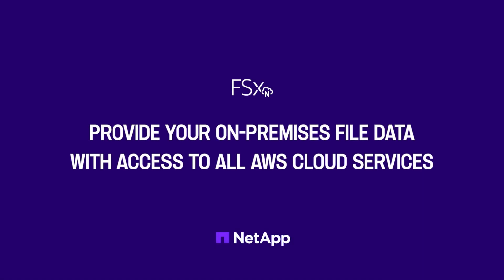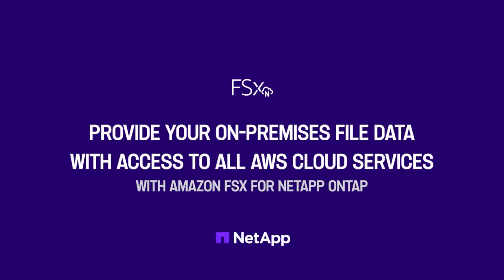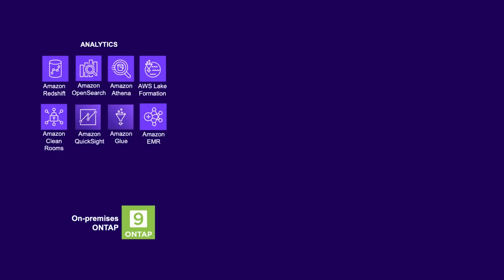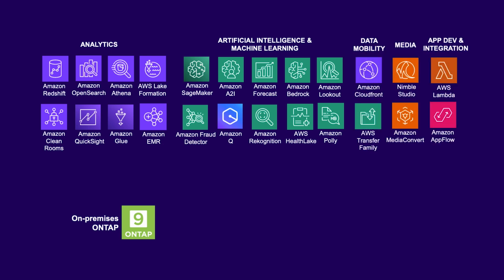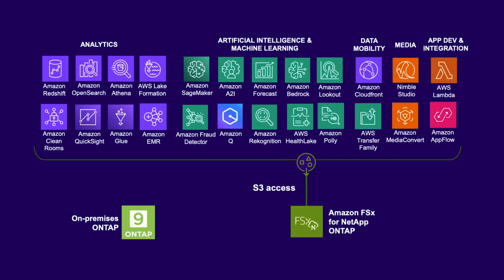Provide your on-premises file data with access to all AWS cloud services with Amazon FSx for NetApp ONTAP. Imagine you could provide your on-premises data with access to all of the advanced AWS services such as analytics, AI and machine learning, and others. Well, now you can with FSx for ONTAP S3 access points.